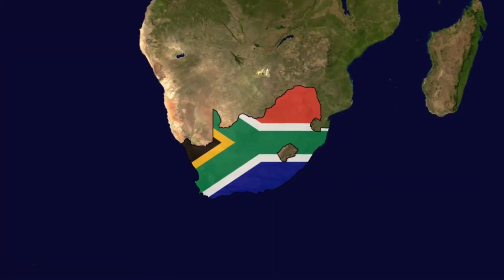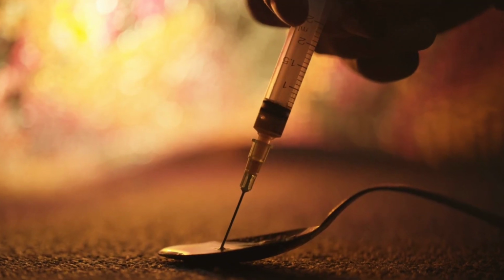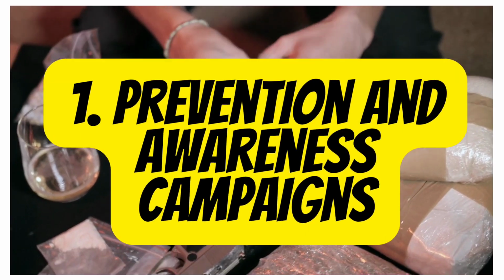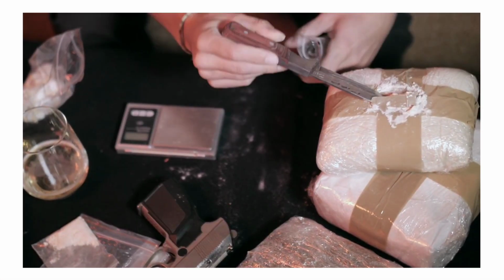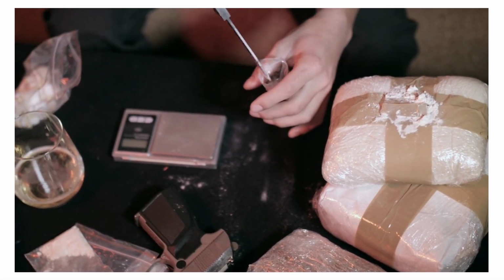In this 12th video we will focus on how to resolve the drug issue in South Africa. 1. Prevention and awareness campaigns. Educate the public, particularly youth, about the dangers of drug use through prevention and awareness campaigns.